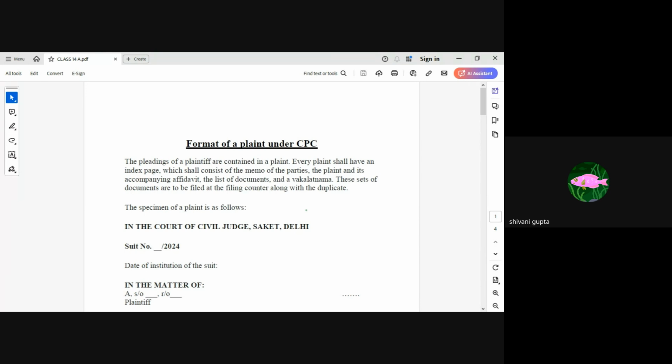So this is all about the format of the plaint under the CPC. Different courts follow slightly different formats, which you can alter as per the circumstances of the cause of action or the plaintiffs involved, or if a particular court asks you to add or erase something, then that is possible. But this is the specimen of the plaint.